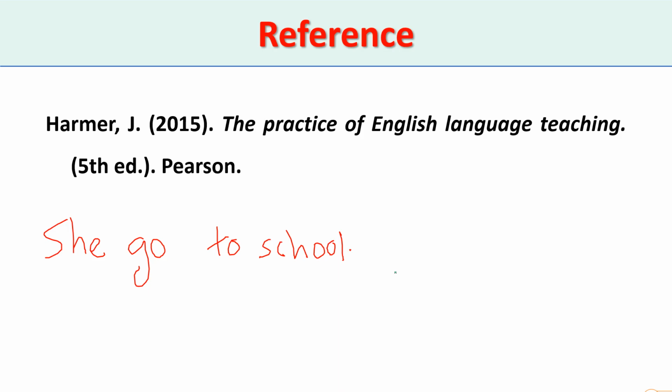Personally, I think the word go is a finite verb, so it must agree with the third person singular, the word she. That's why we need to add es to agree with the third person singular. Okay, thank you. So you must add es, right? Do you agree, everyone? Yes, I agree, lecturer. Okay, you are right.